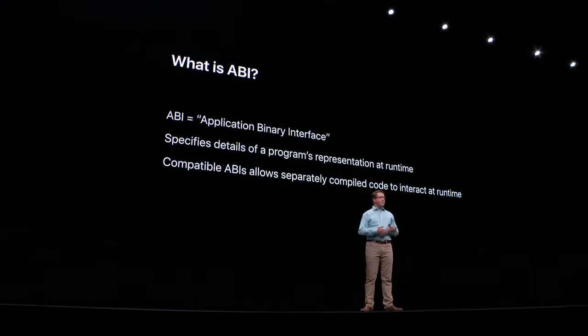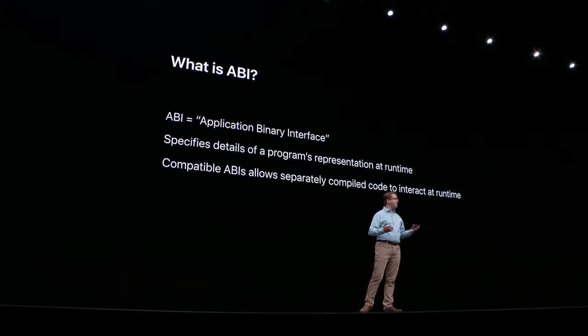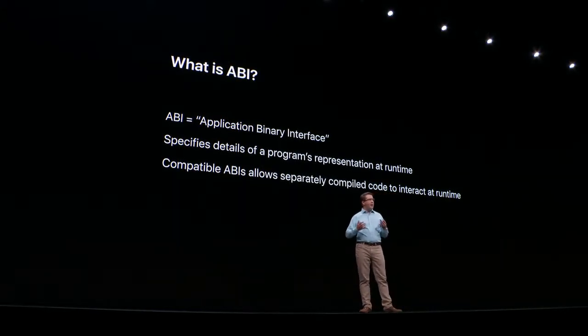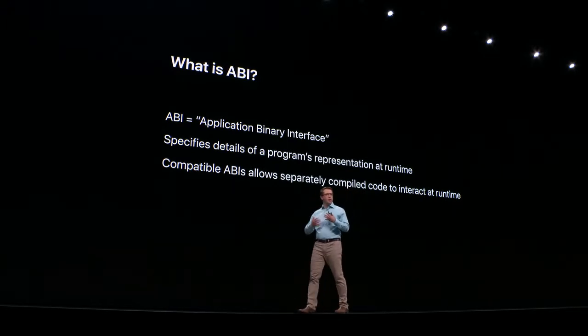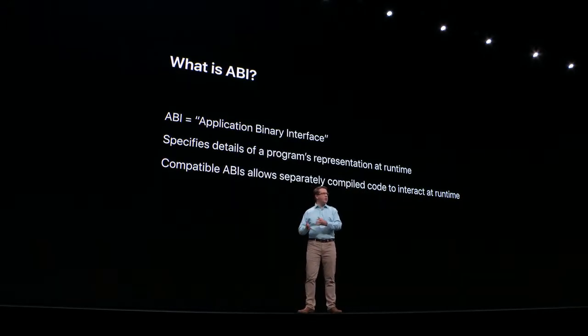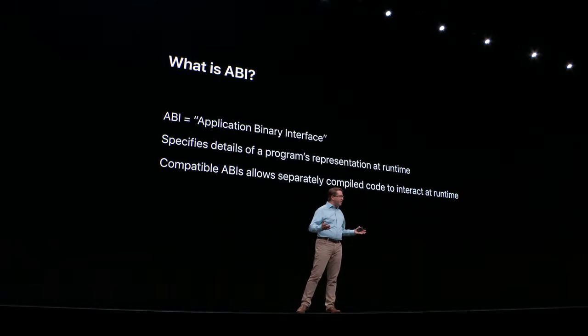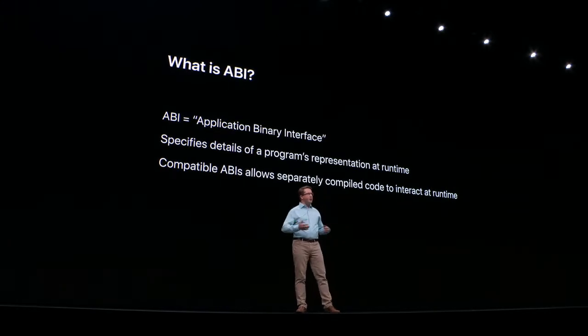So details like a function call. How does it actually work? How are the values in the arguments passed off from caller to callee? What is the available metadata? How is it laid out in memory? All of these details are necessary for compiled code to interact together.